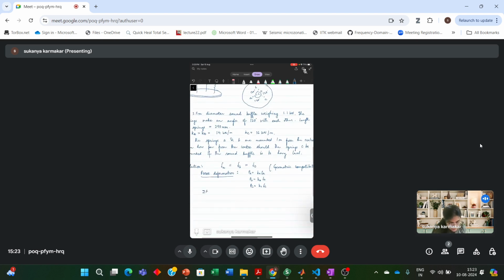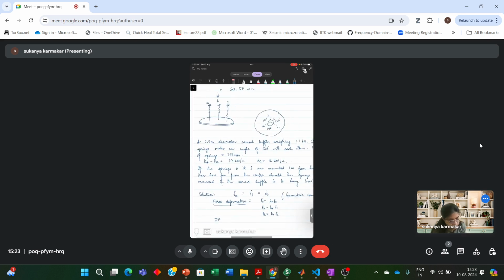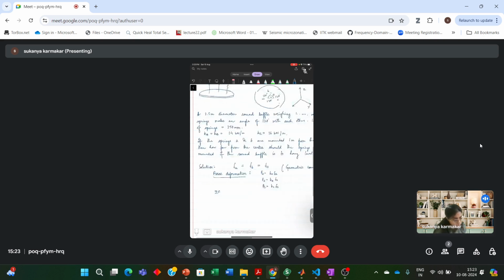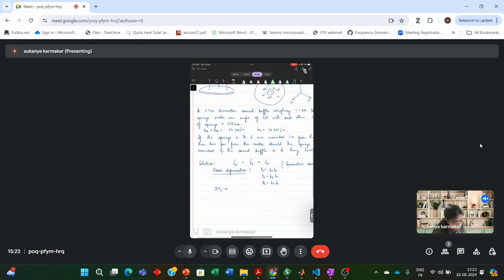Summation of forces, let's say this is the z-axis, this is x-axis and y-axis. So in the vertical direction, Fz is equal to 0. So Fa plus Fb plus Fc, this is the force in the three springs, is equal to the weight. Weight is 1.1 kilonewton, the weight of the baffle.